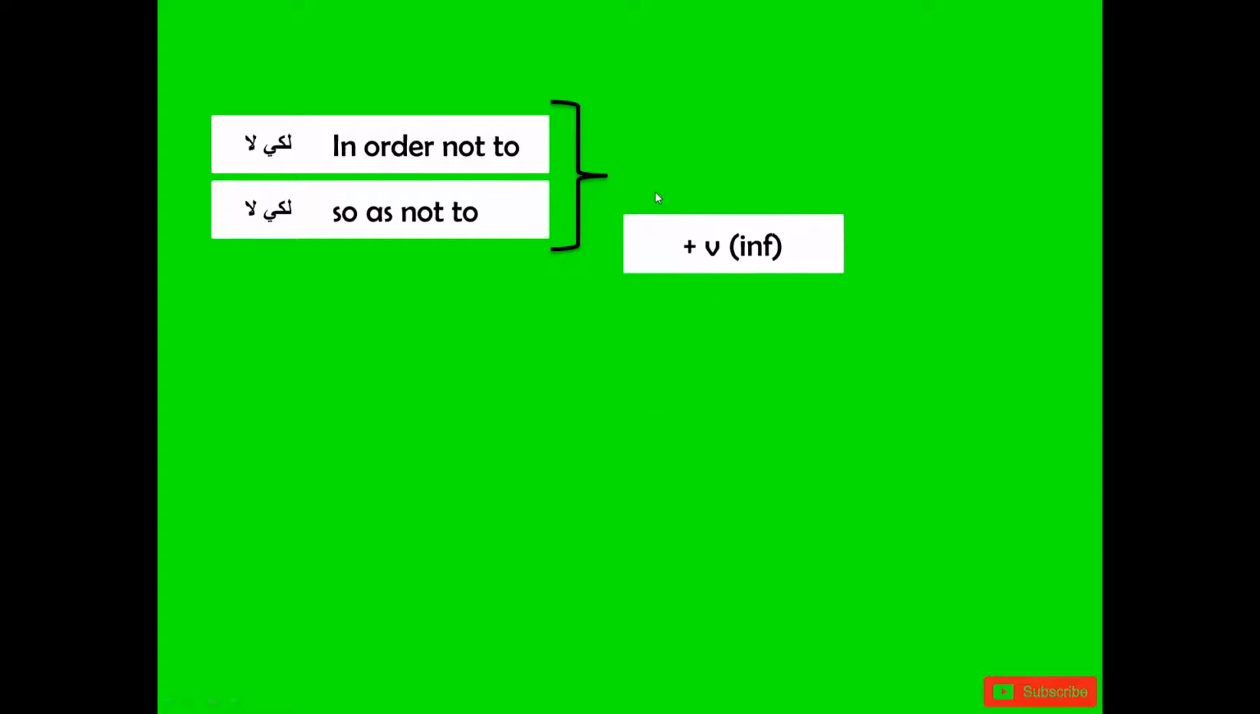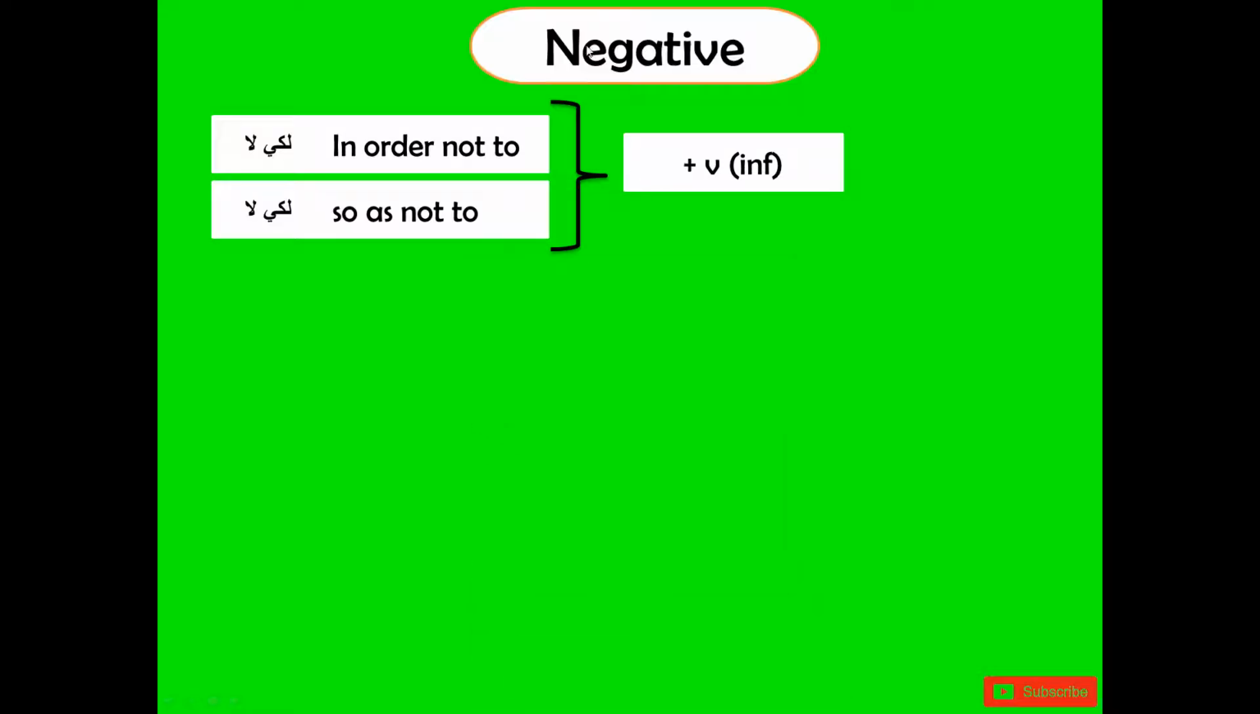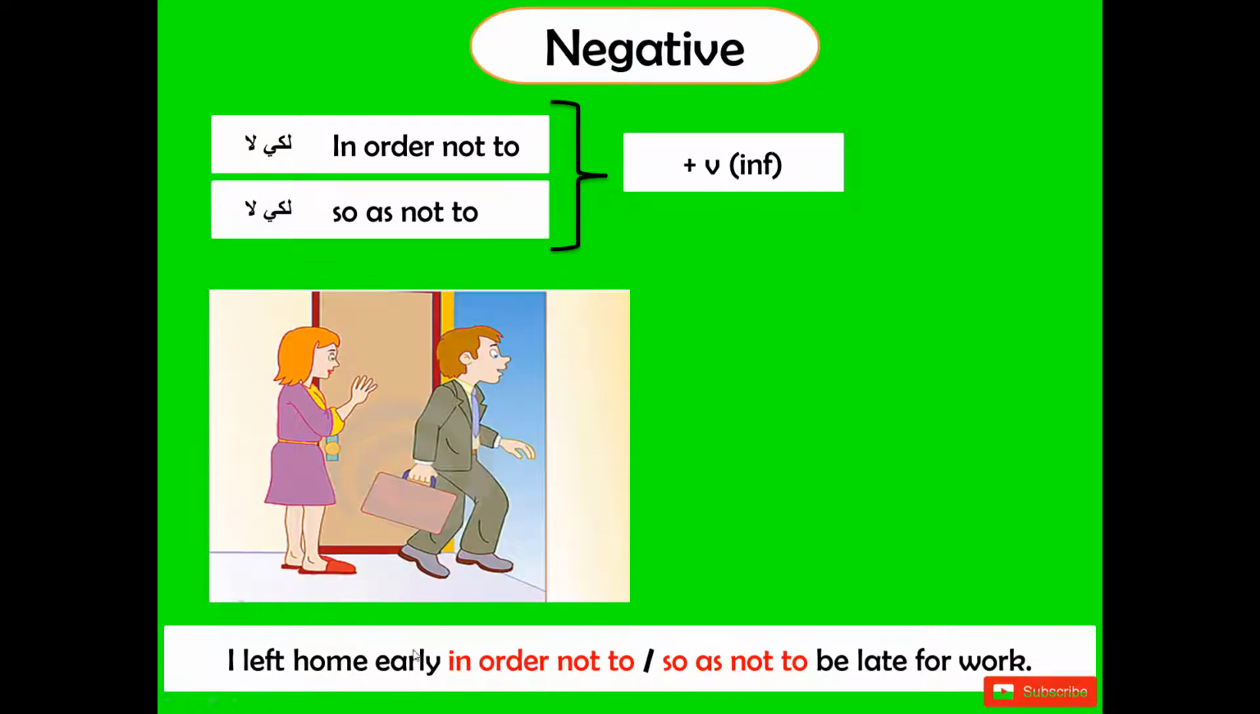Next, in order not to, لكيلا, so as not to, لكيلا. So we use so as not to and in order not to to express purpose in the negative form. And they are also followed by a verb in the infinitive, right? To express, as I said, a negative. For example, I left home early in order not to be late for work. Or so as not to be late for work.